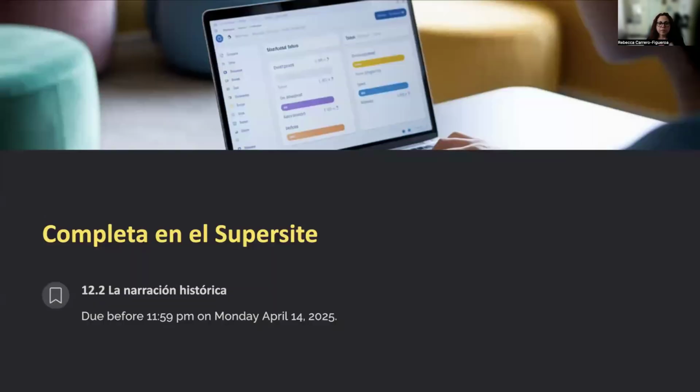Okay? Now, your task is you must go to the Supersite and find inside section 12.2 the exercise called La Narración Histórica. And there you have 2 sections where you are required to conjugate the verbs in the tense that is specified there. Okay? This task is due on Monday, April 14, before 11:59 p.m.